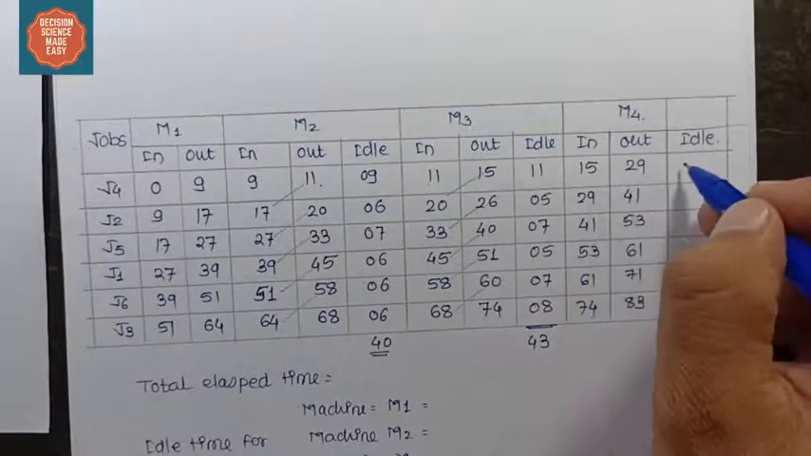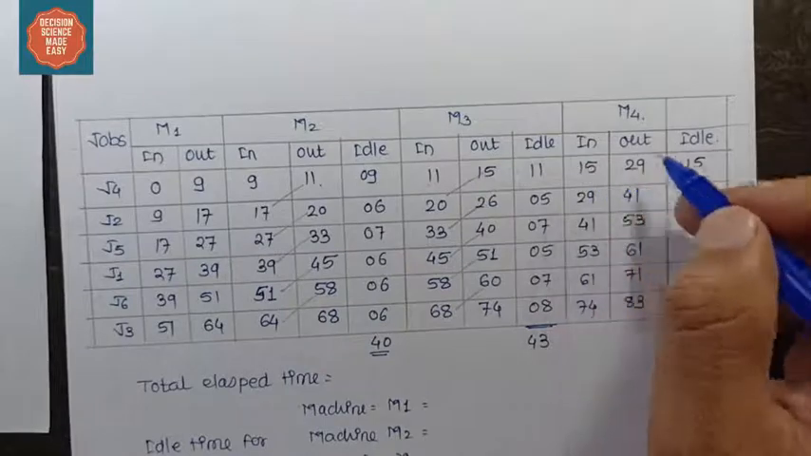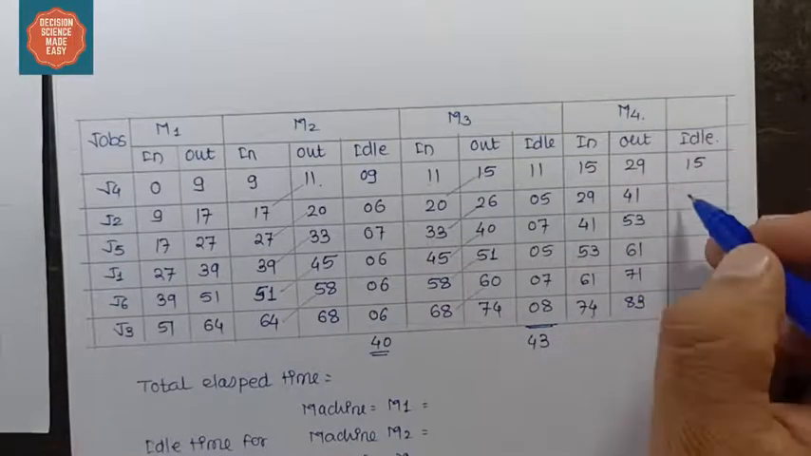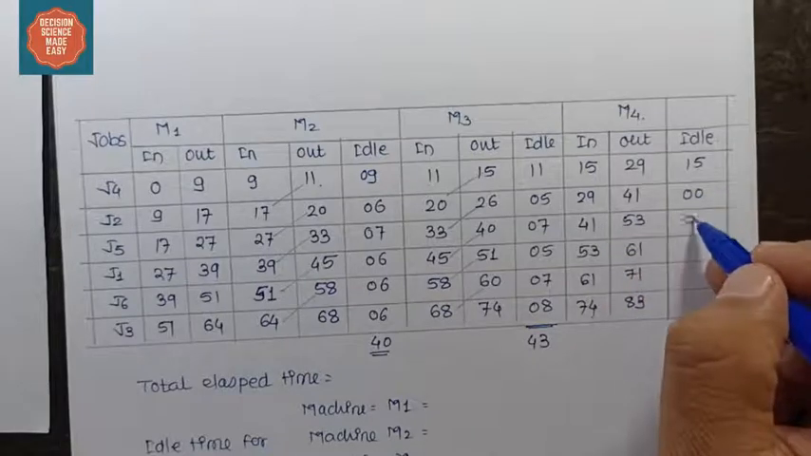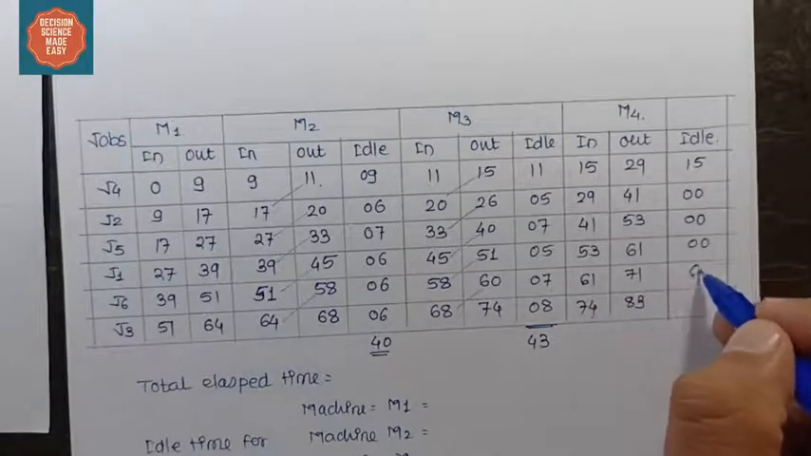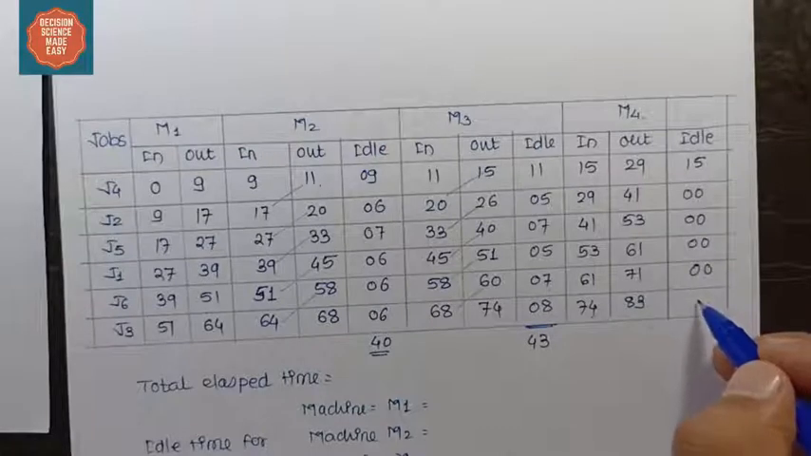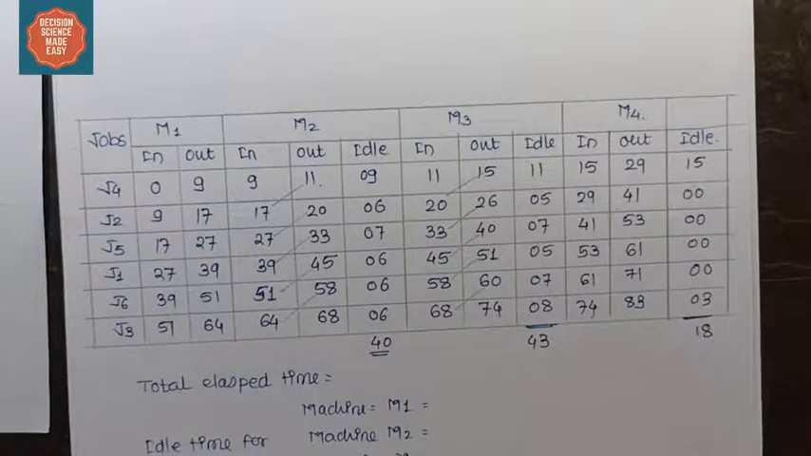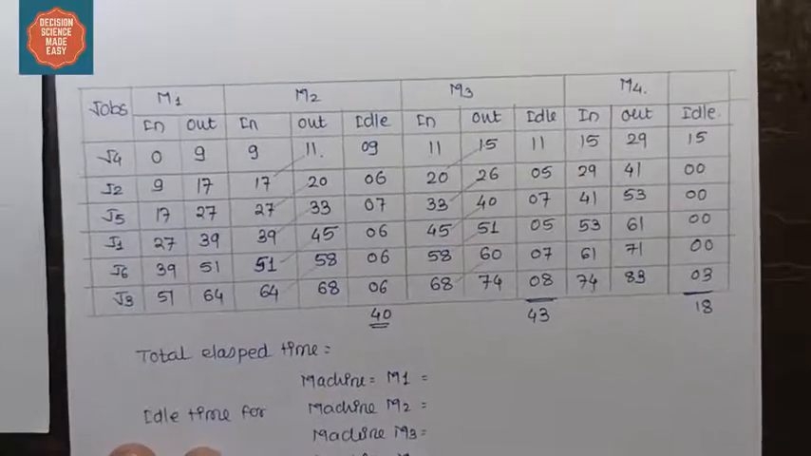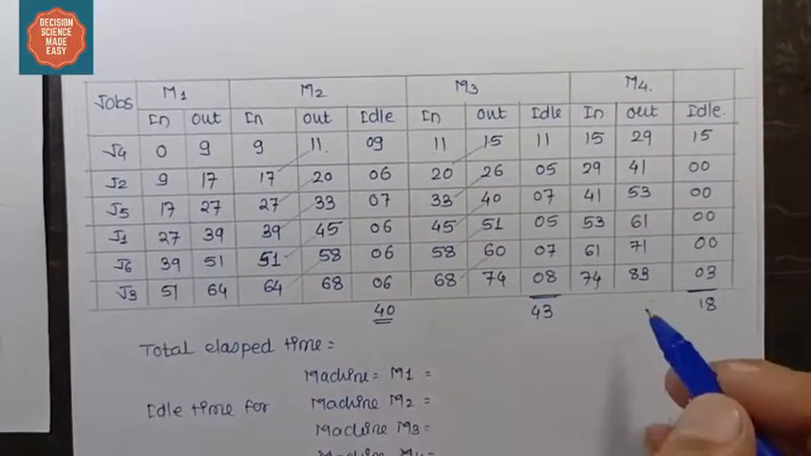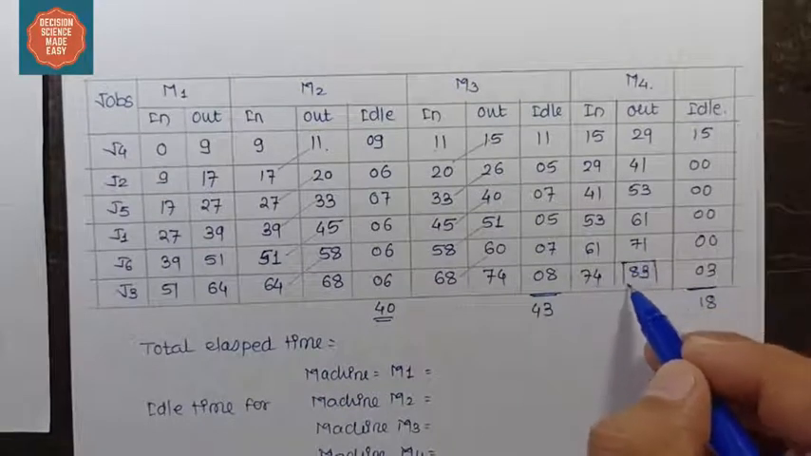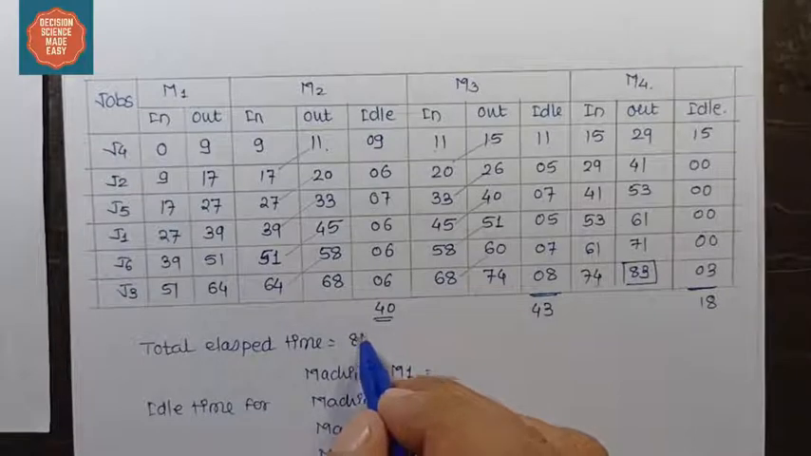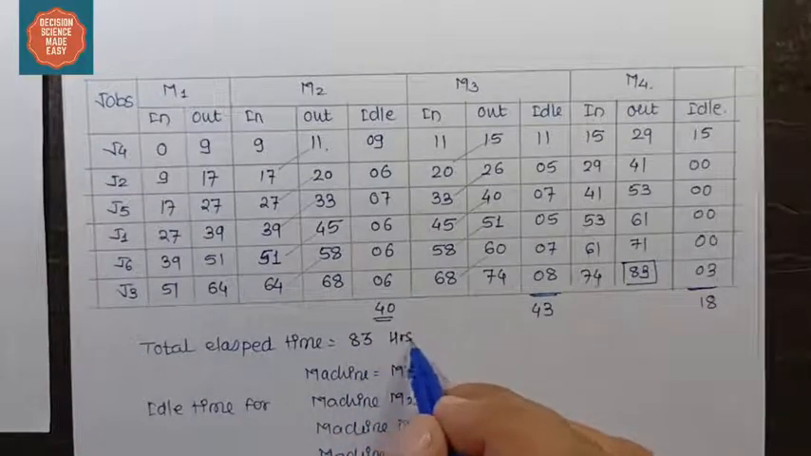Similarly here, for 15 hours this will remain idle. Then I'm going to check the difference diagonally, which I find like 41 0, 53 0, 61 0, 0, 7. Here it is 3, so the cumulative is 18. So these are the table values. Now I just have to read this. First, the total elapsed time is nothing but this, that is 83. So the total elapsed time is 83 hours, let's say.